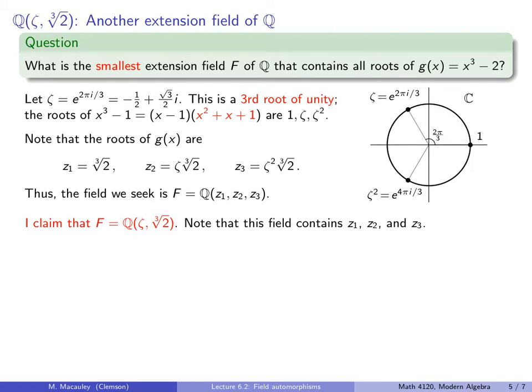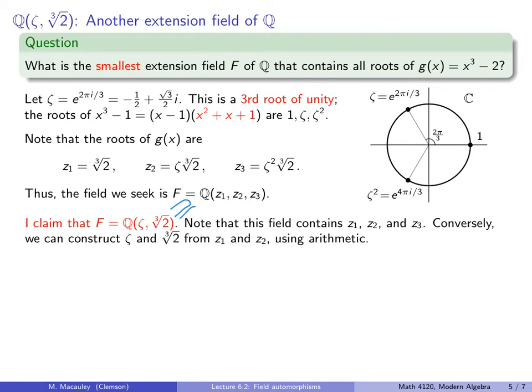Notice, first of all, that this field contains z1, z2, and z3. Because it contains z1, there's z1. It contains z2 because I can multiply zeta times cube root of 2. And it contains z3 because I can multiply zeta by itself, get zeta squared, and then multiply that by the cube root of 2 to get z3. So we just showed that everything in this field is contained in that field. So that shows that we have a subset inclusion like that. We have containment like this. So this thing is at least as big as here.